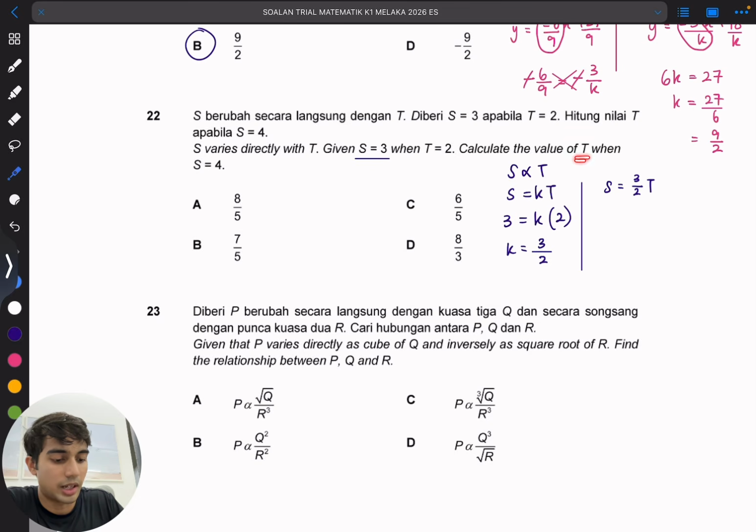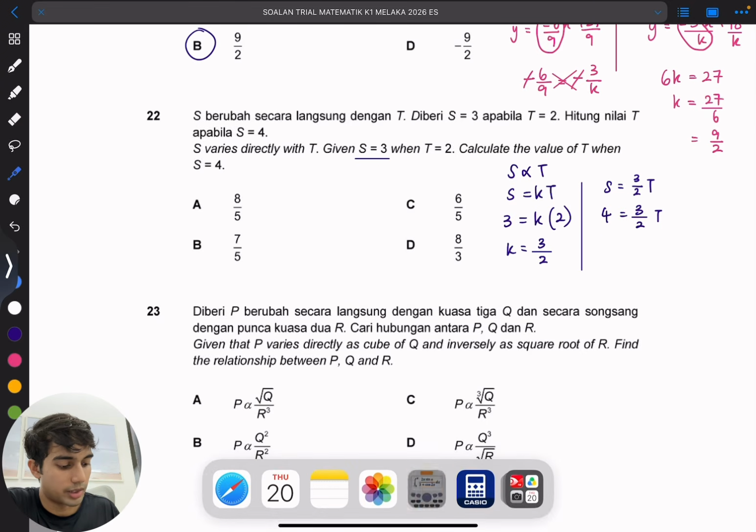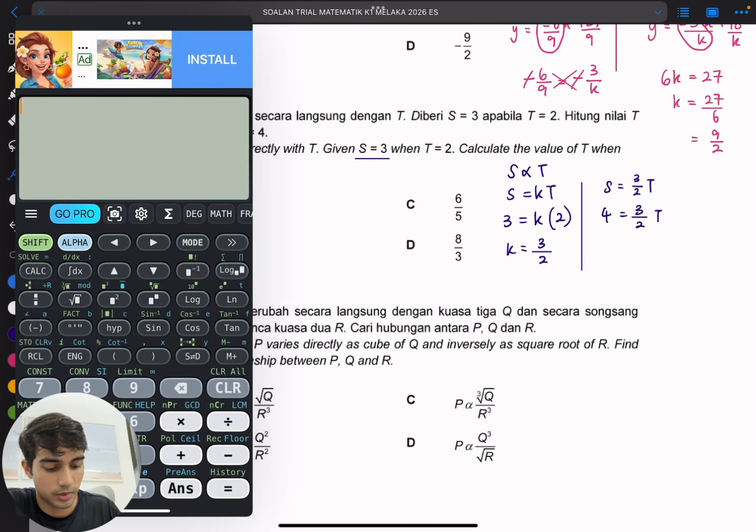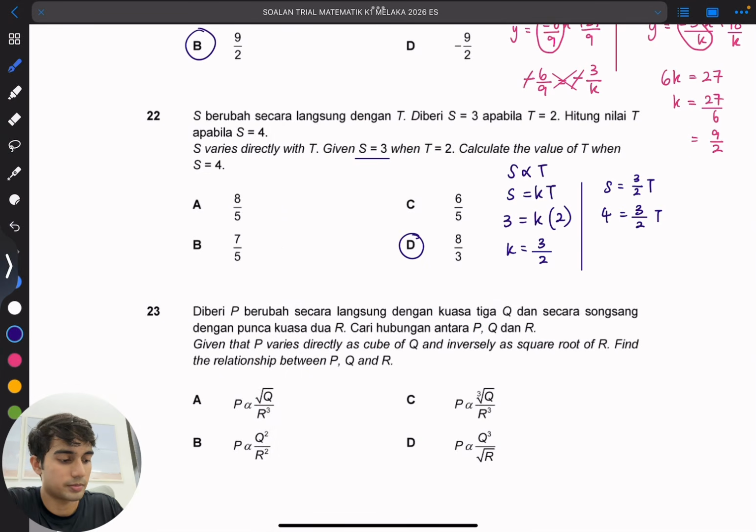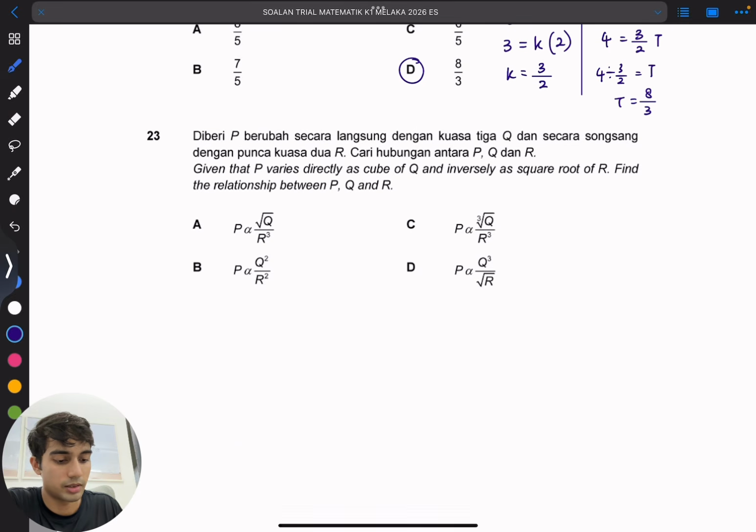Calculate the value of t when s is equal to 4. So s is 4. We need to find t. These two are related by times, so when you bring this over here, it becomes divide. 4 divided by 3/2. We get 8/3. That's the answer. So 4 divided by 3/2 equals t. So t is 8/3. Done.